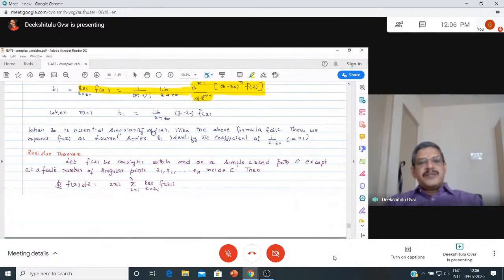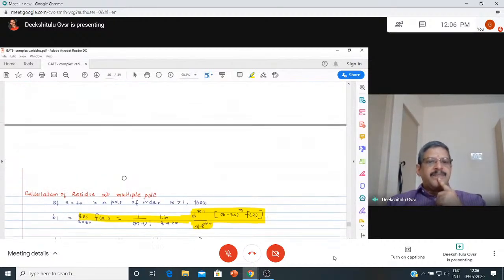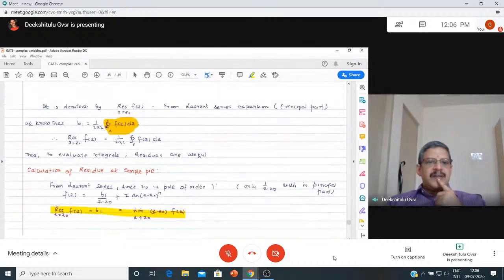But when z0 is an essential singularity of f of z, then the above formula fails. If it is an essential singularity, then these formulas won't work. Then you have to find the Laurent series and find the coefficient of 1 by z minus z0, that is b1. Then comes the residue theorem. Clearly, if you see this b1, in integral terms, the integral over C of f of z dz is 2 pi i into b1.